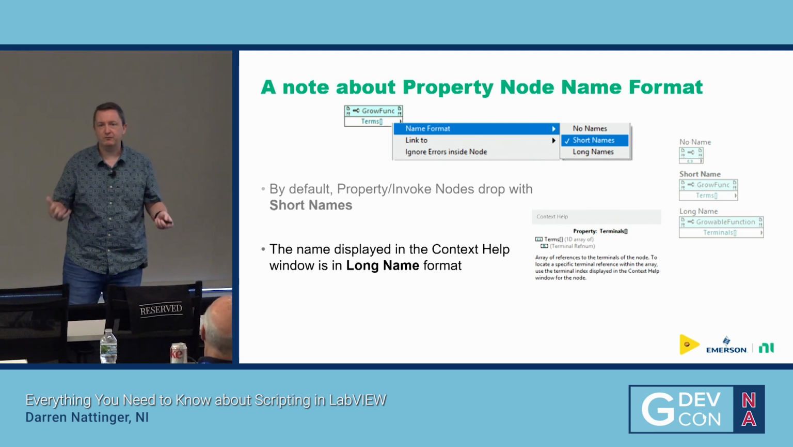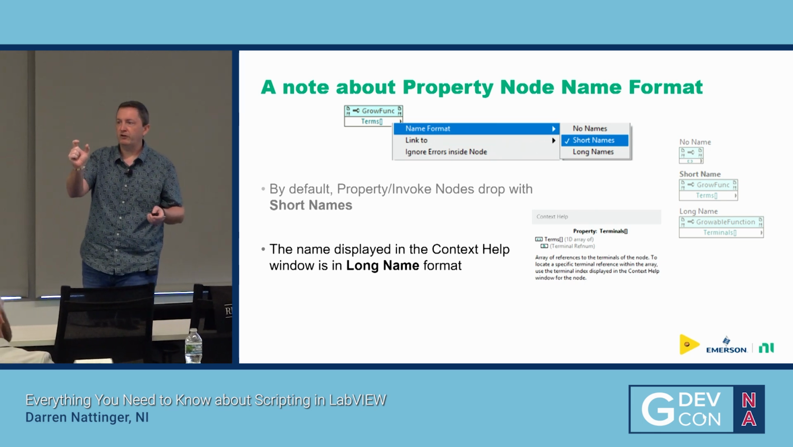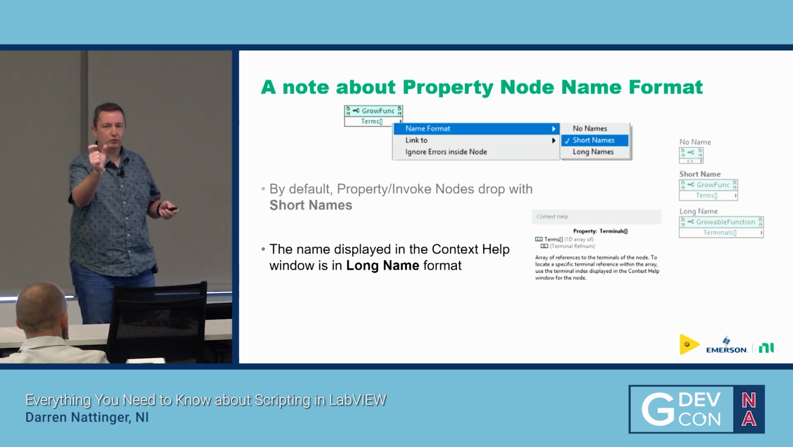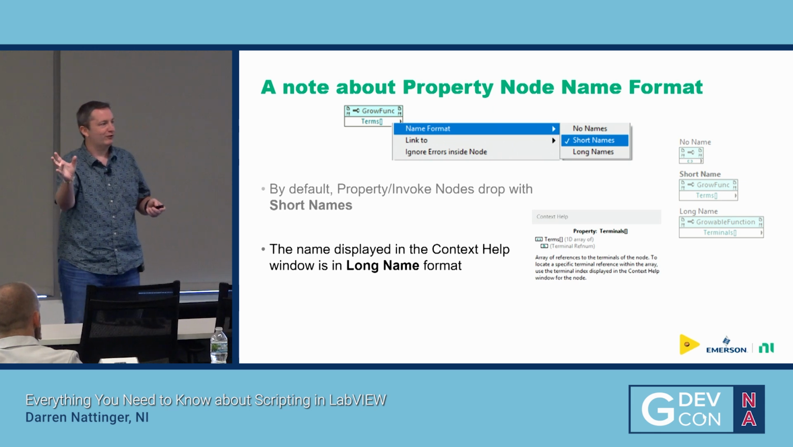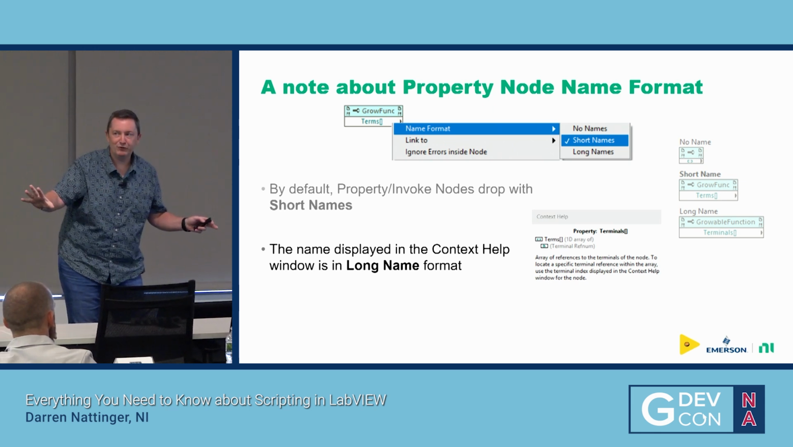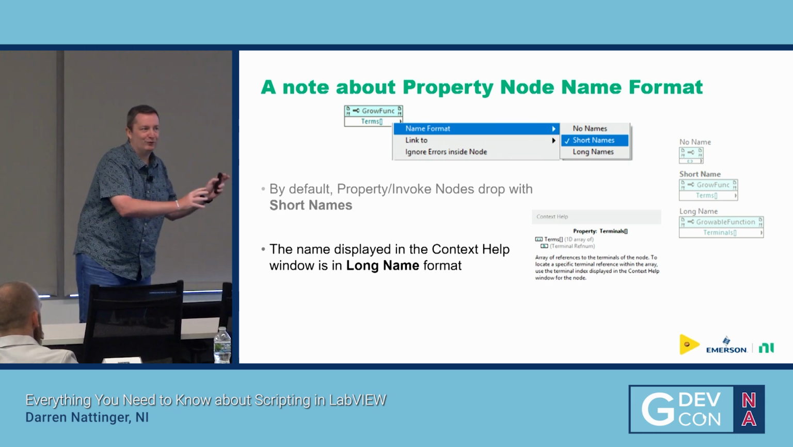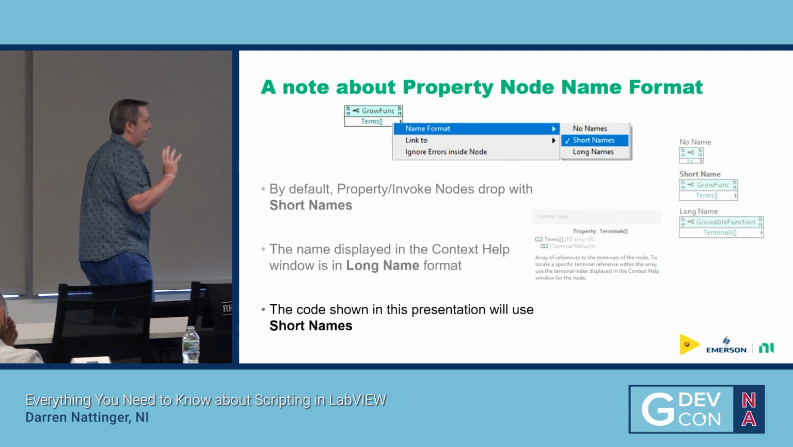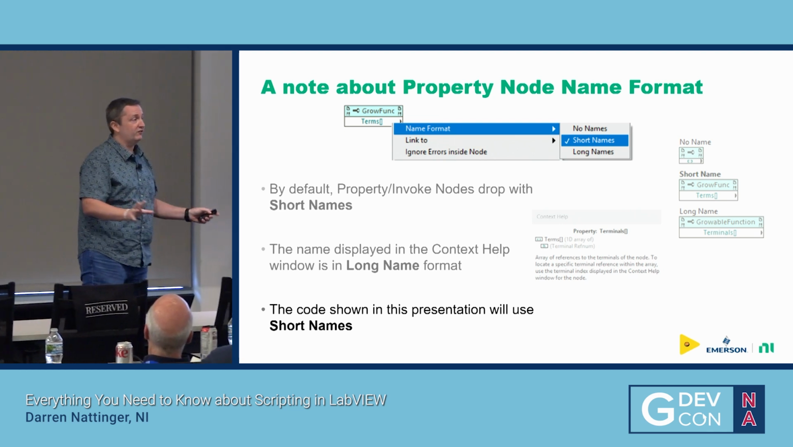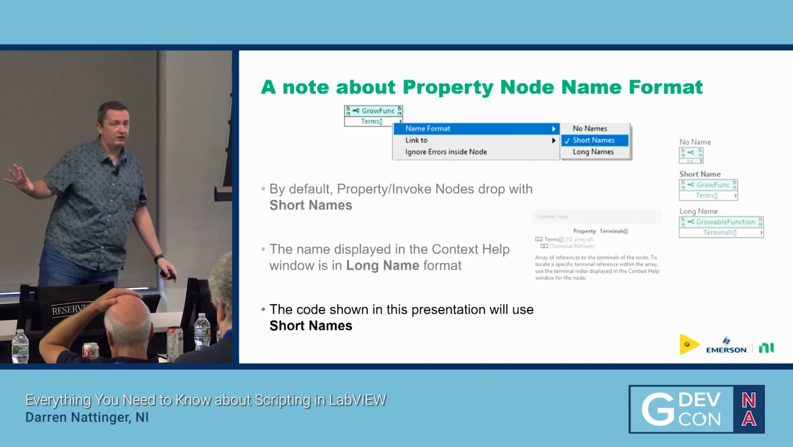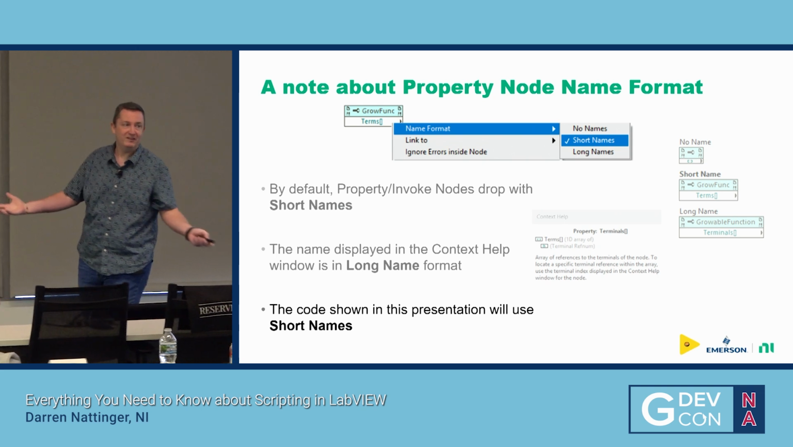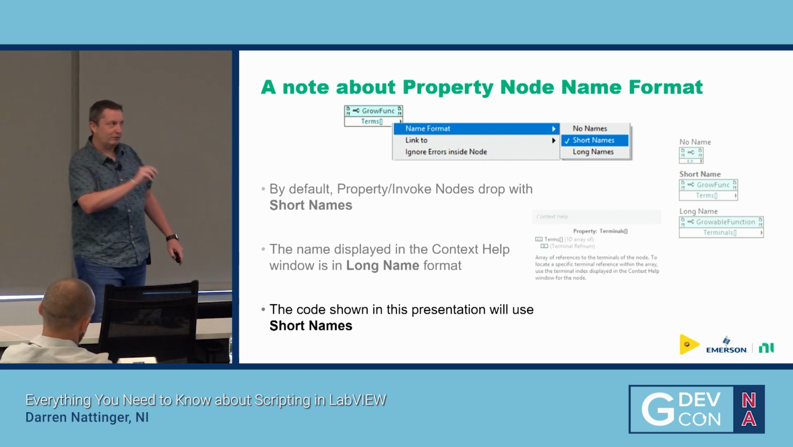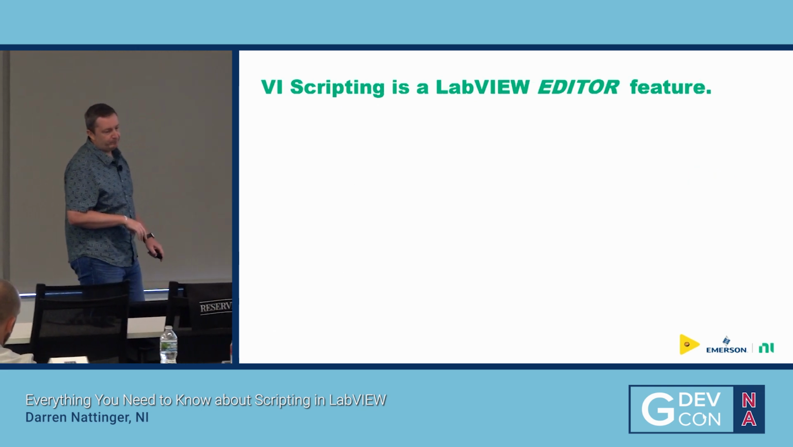Sometimes that can be confusing because you see a property node on the block diagram that says terms, like the one on the slide. But if you hover over with context help, it says terminals. That one's pretty straightforward. There's other ones where the short and the long aren't as evenly matched. So just for the purposes of our presentation, I'm going to stick with short names. All of the screenshots that you see are going to be short names on property nodes because that's the default in LabVIEW, even though it doesn't match up with the name that you see in that context help window.